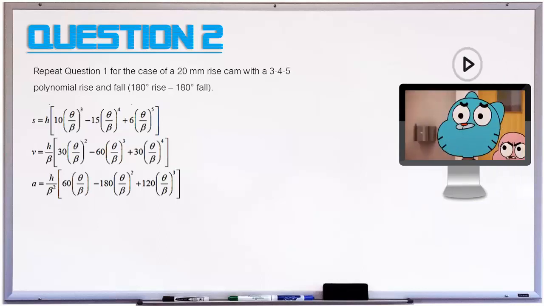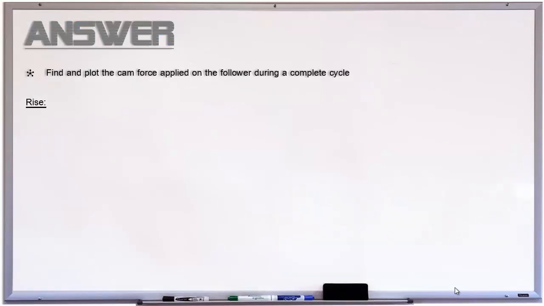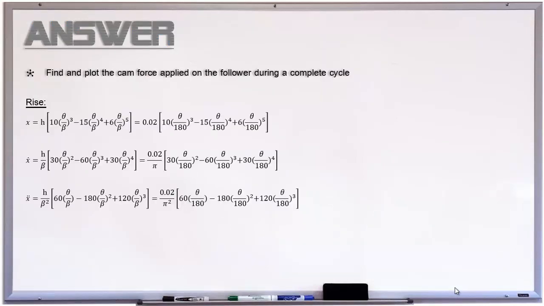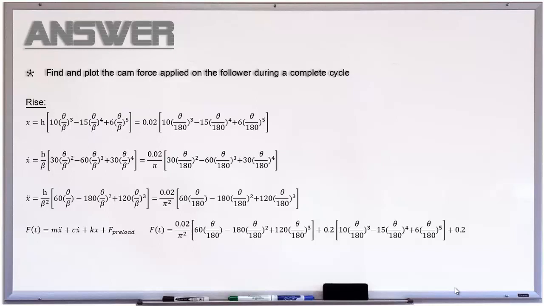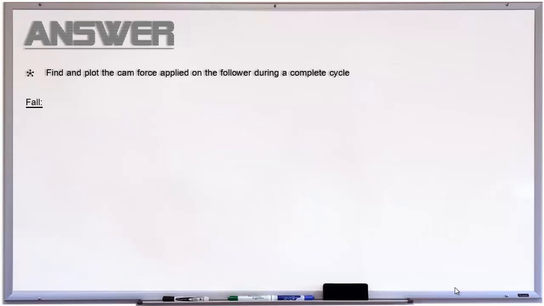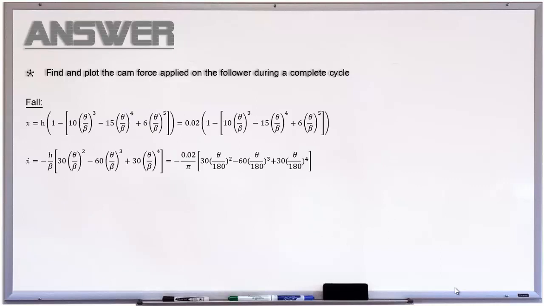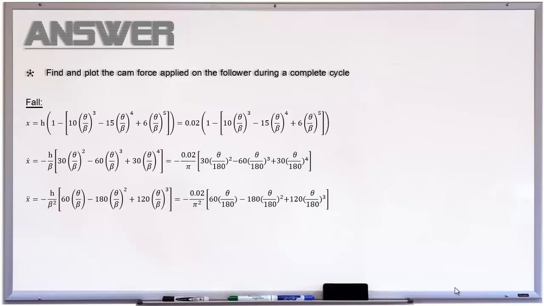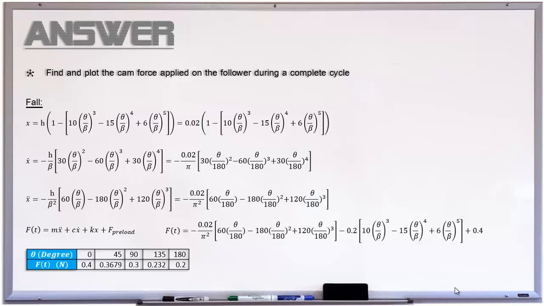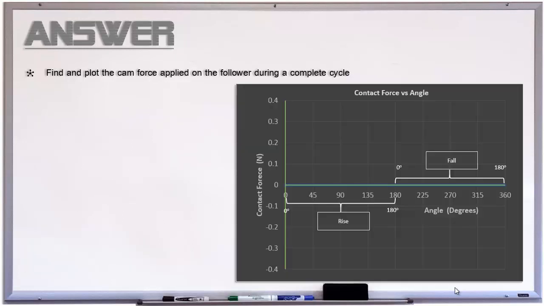Not literally. For the rise interval, we can calculate the displacement, velocity, and acceleration, where h equals 0.02 and beta equals 180 degrees. Using the equation of the contact force, we can get the following expression. By now, we can calculate the contact force at different angles during the rise interval. Likewise, we do the same for the fall interval, with the exception that displacement, velocity, and acceleration are different. Therefore, we can plot the contact force as shown here.